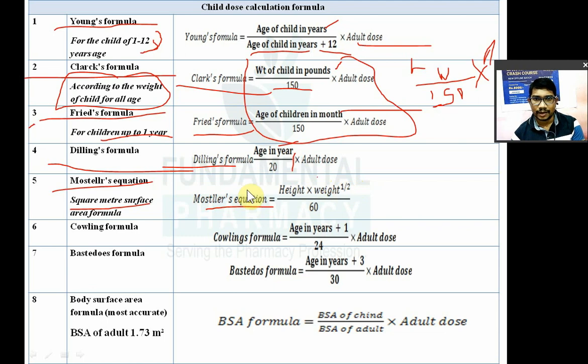Height into weight raised to the power 1 by 2 divided by 60. ये फॉर्मूला कैसे आया, क्या आया वो छोड़ो, ठीक है. That is Mosteller's equation. Now next one is Crowling's formula.